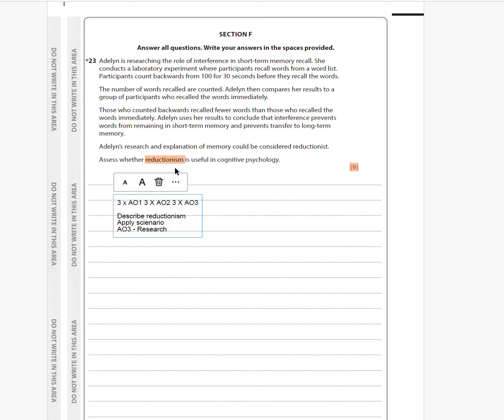So again, we're going to be saying things like reductionism can be really useful because it means that we can test quite abstract theories like short-term memory. But you're also going to say things like, but it isn't useful because it's not holistic, so it ignores other factors. What I will say on this is it's very, very difficult to achieve the top levels. They just don't tend to give them out.